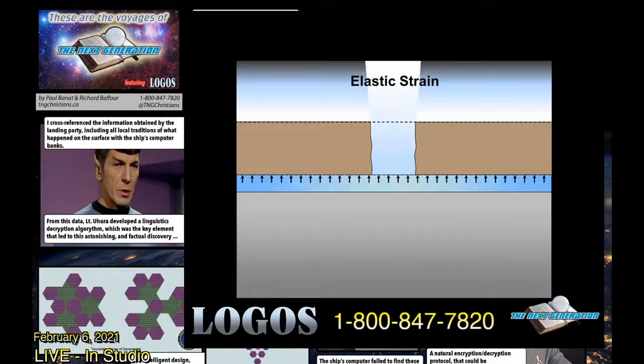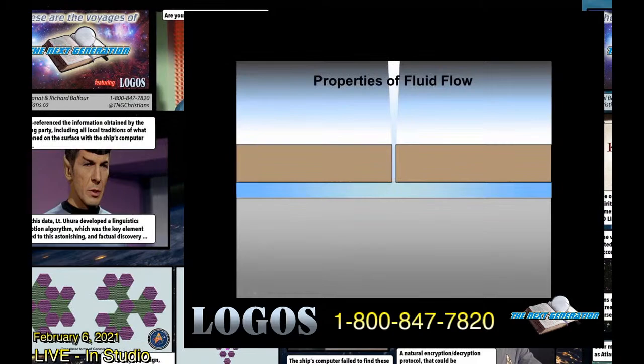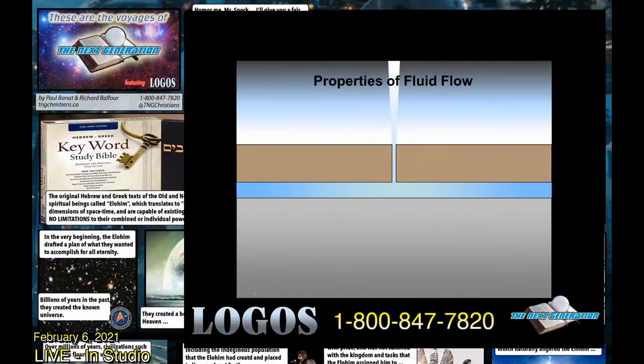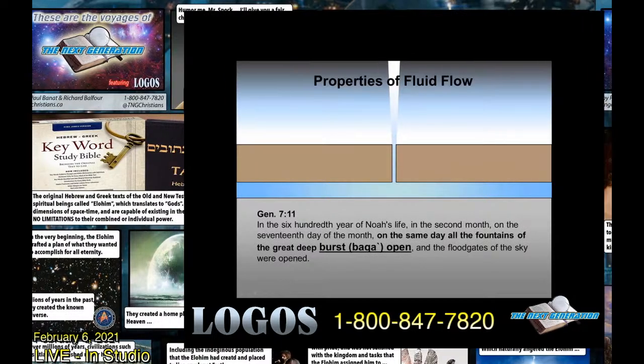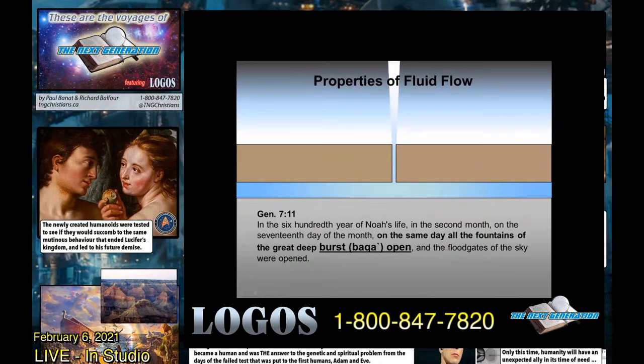Then the high-pressure supercritical water jetted violently out of the rupture. Again, Genesis 7:11 records the events of that day. In the 600th year of Noah's life, on the second month, on the 17th day of the month, on the same day, all the fountains of the great deep burst open, and the floodgates of the sky were opened.